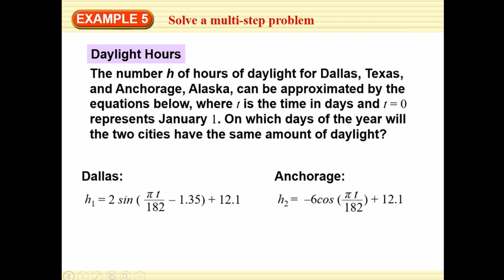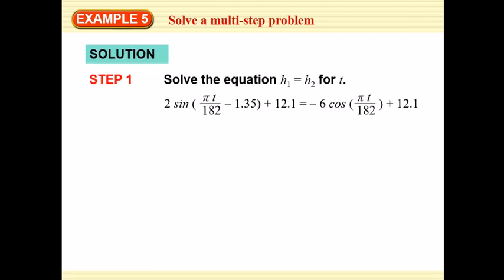Alright, so we want the amount of hours to be equal. So we're going to take these two equations, h1 and h2, and set them equal. Here is step 1 written out, me setting both of those equations equal. Our whole goal here is to solve for time t, so we're solving for a day, and we'll get a certain number, and then we'll correlate that with a certain date in the year.